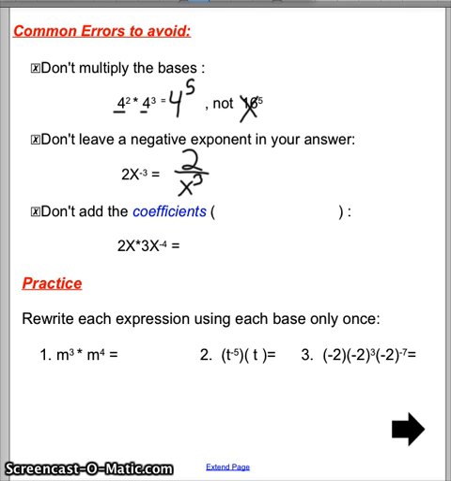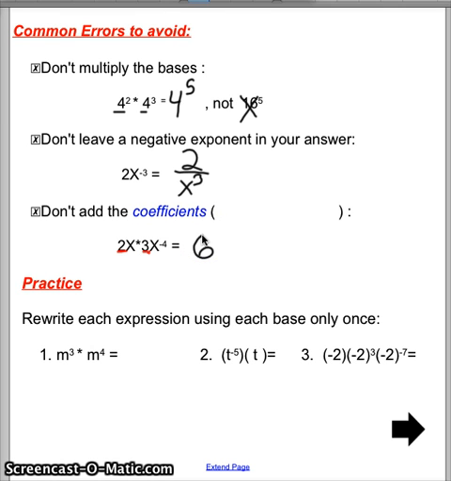And finally, don't add coefficients. A lot of students will try to add coefficients together. Please don't do that. What I'm talking about is this 2 and this 3 out front. This is a multiplication problem, so you need to actually multiply those numbers together. 2 times 3 gives you 6.